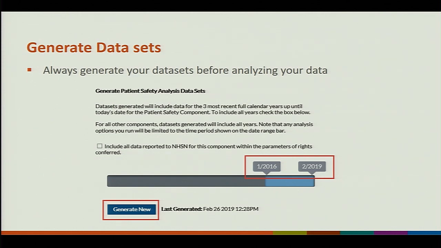The default setting for generating your data sets will only include the last 3 years. Recently, I've been receiving a lot of emails about why 2015 data is not in your reports, and that is most probably because it's on the last 3 years, so it would only go up to 2016. However, if you would like to see your retrospective data, you can click that checkbox right there that says include all data reported, and it will include all your retrospective data in your reports.